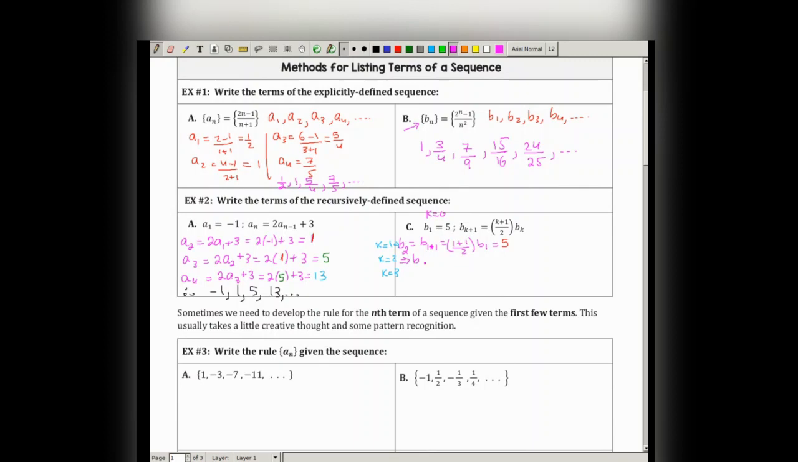B3, that's k is equal to 2. So it'll be 2 plus 1 over 2 times B2. And this equals 15 over 2. All right, let's do one more.